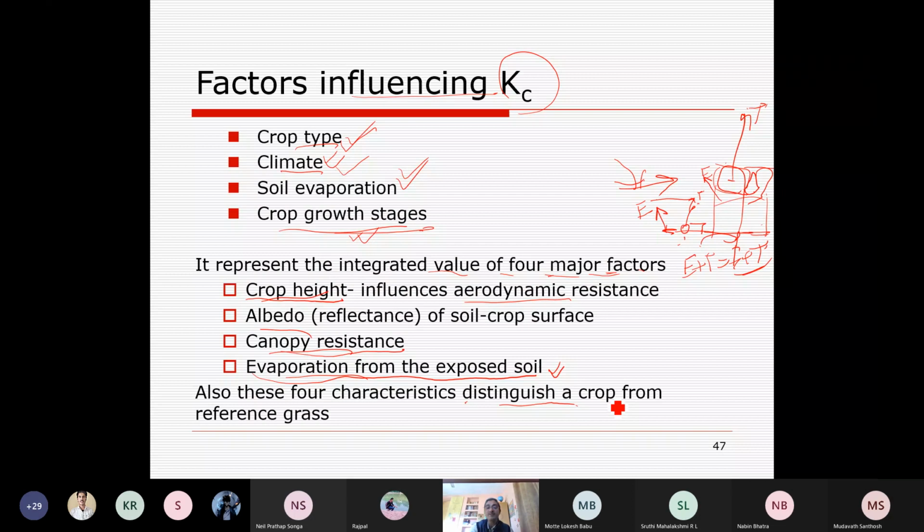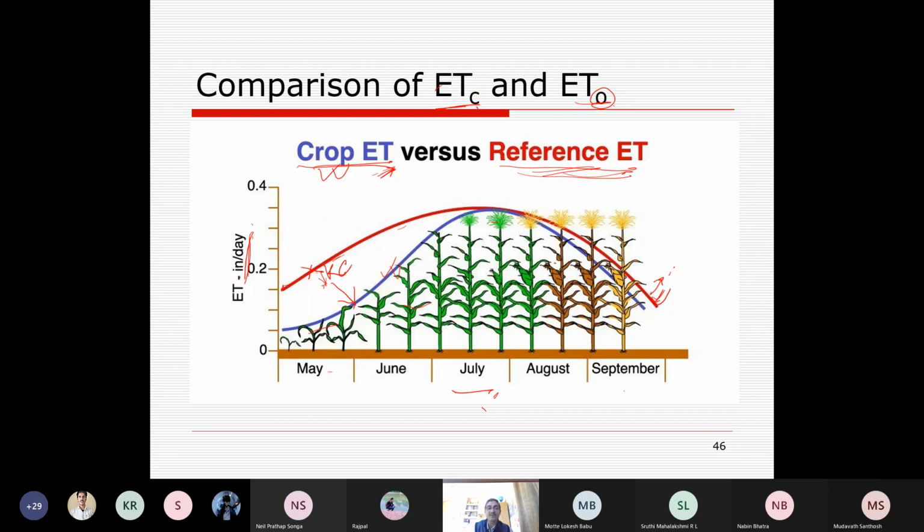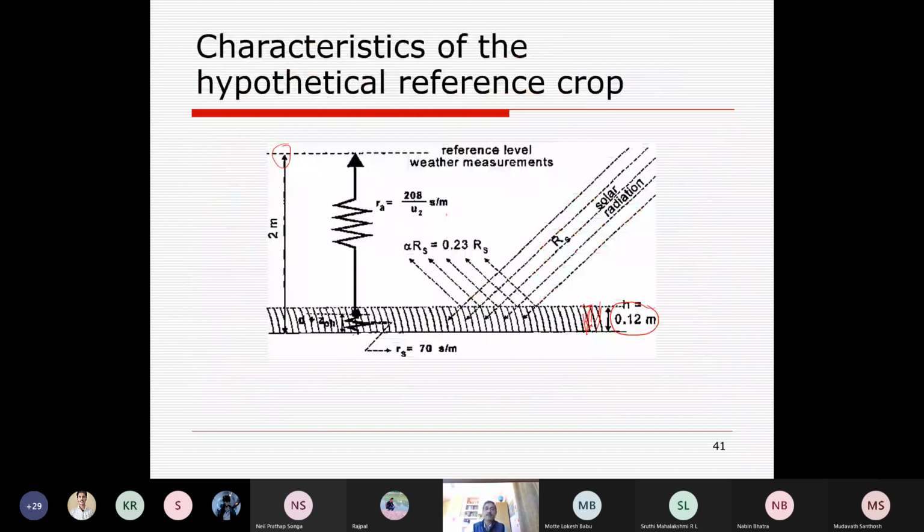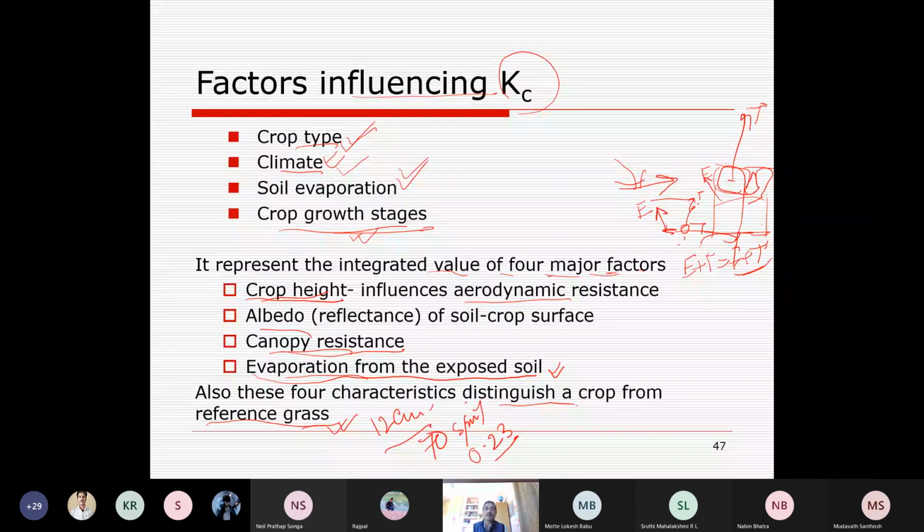from a reference grass, that is alfalfa, grown up to 12 centimeter in height, offering a resistance of 70 seconds per meter and having an albedo, that is reflectance, of 0.23. So now these are the factors influencing Kc.